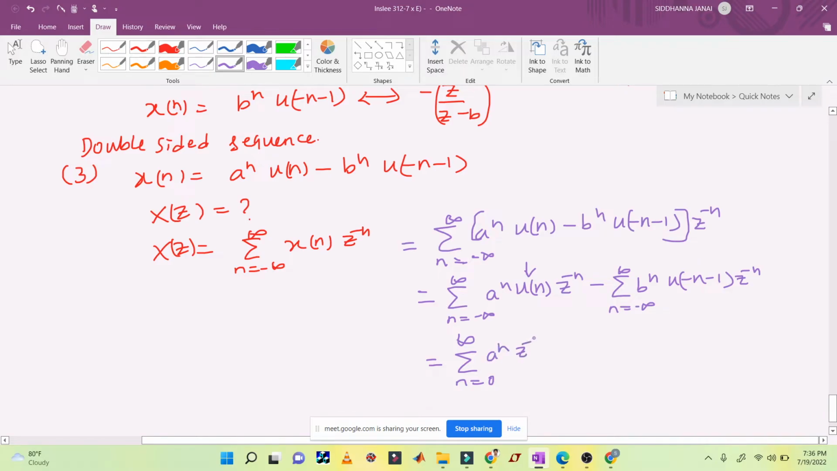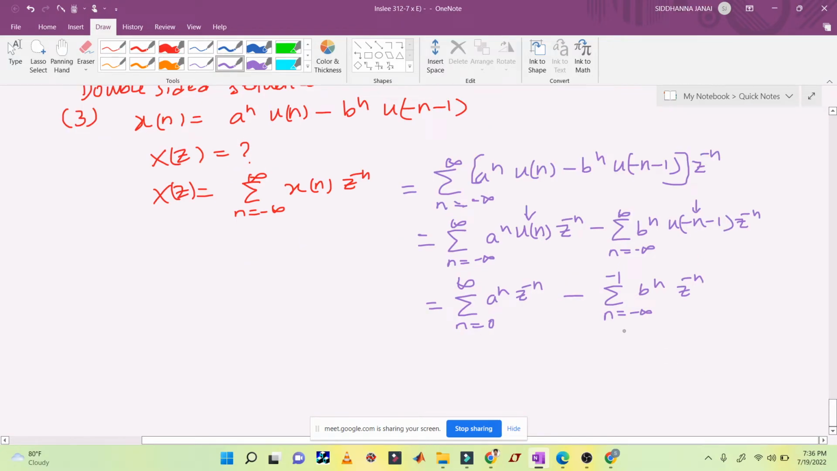a power n z power minus n, minus, this will be from n equal to minus infinity to minus 1, this signal b power n z power minus n. Okay, so this is what you will get. Now already we know the results of these two, correct? That is, the result will be z divided by z minus a. Whether we need to put a minus or plus here.